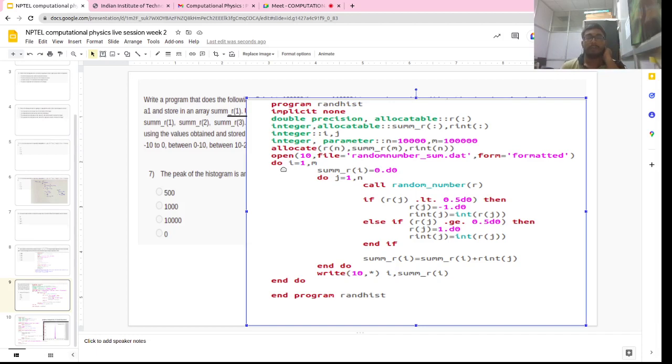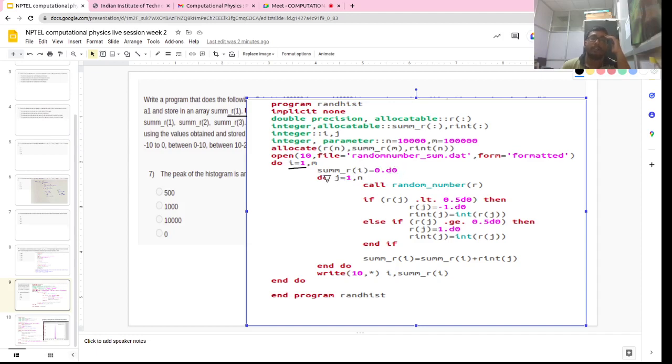And what we do, first of all, we start with a do loop on I equals 1 to m. This will start a do loop, and then we are generating that sum underscore r, which will be an array. For the first time, the do loop will take I equals 1, and then sum underscore r 1 will be 0.